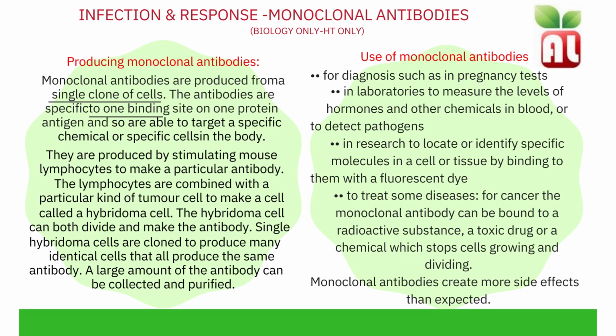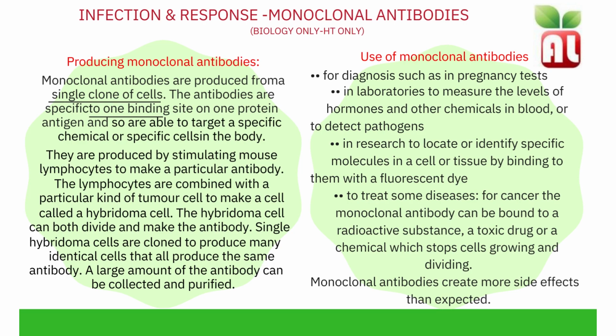The use of monoclonal antibodies. Monoclonal antibodies can be used for diagnosis in pregnancy tests. This is due to the urine of pregnant women containing a hormone known as HCG. Hormones are proteins. Therefore, an antibody will bind to this specific protein and be carried up a pregnancy test strip.